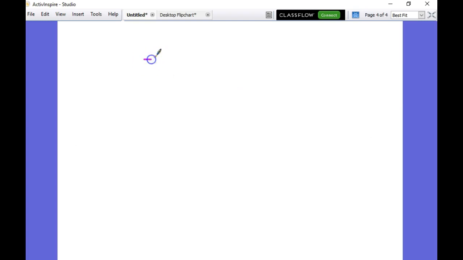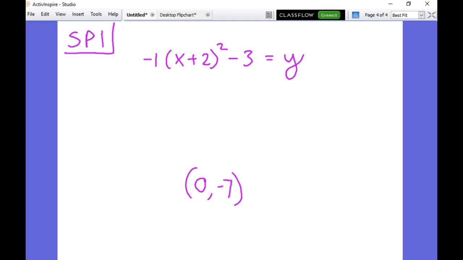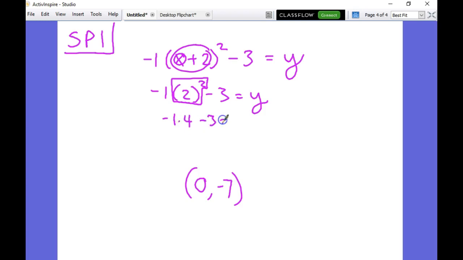Let's say this is -1(x + 2)^2 - 3 = y. Find for me the y-intercept. First thing we do is we plug in 0. Then we do the parentheses, which would be 2. Then we do the exponent, which would be 4. Then we do the multiplication. Negative. So it'll be negative. Good job, Joanne. And that means we get -7. We plugged in 0, we got -7, so there's our y-intercept.